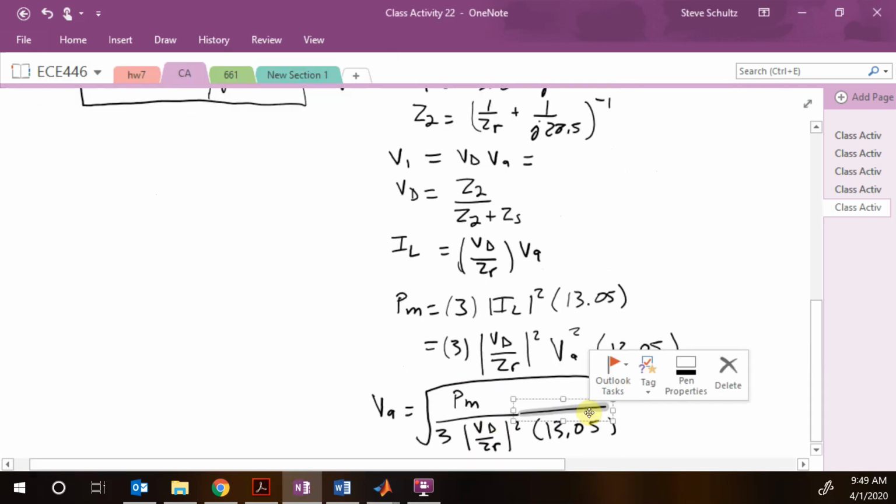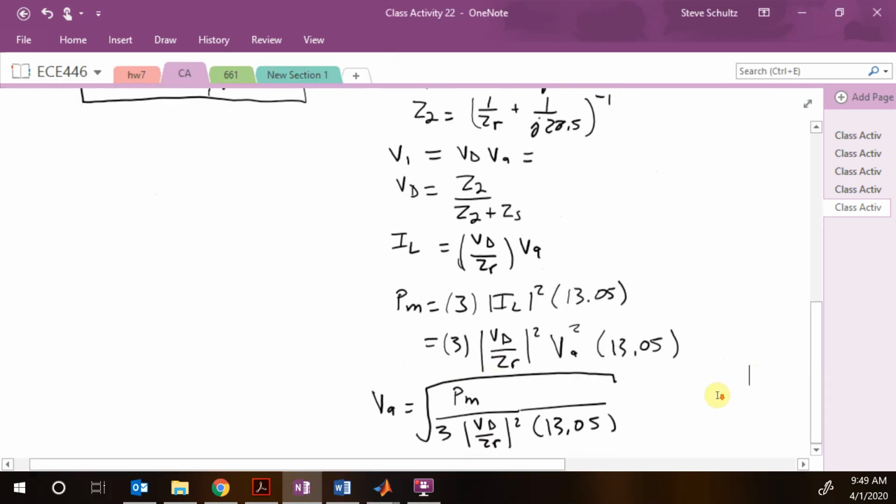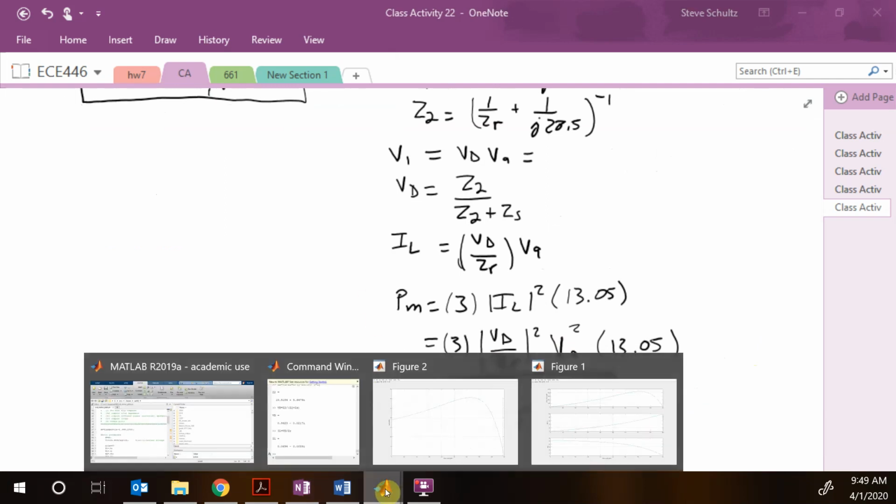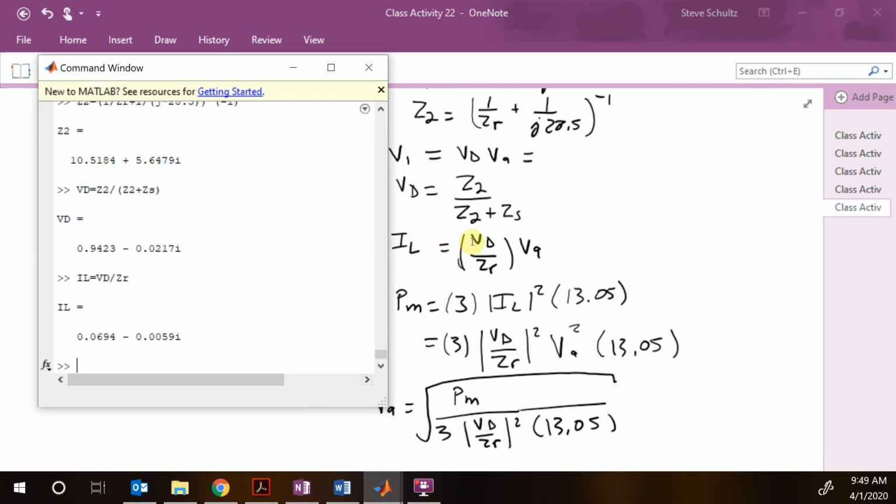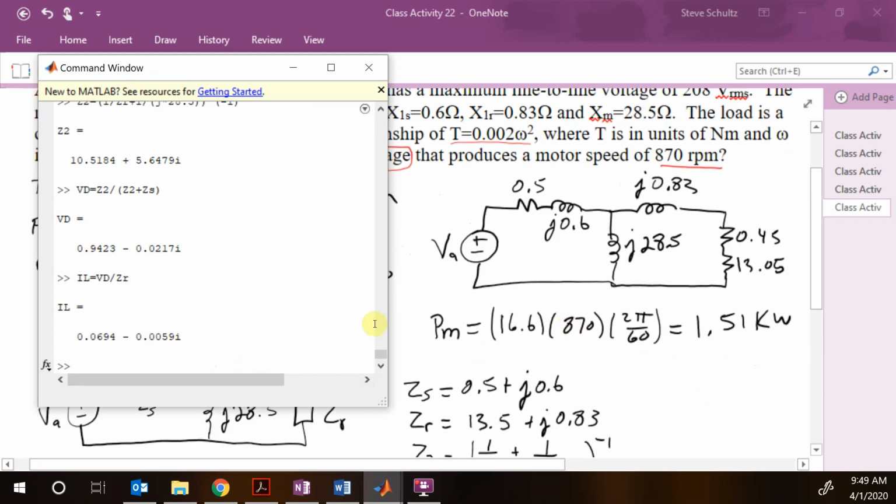Okay. And then we are trying to get this big equation right here. So we need our PM. PM is equal to 0.002 times our speed, 870. Convert that into radians per second. And then we're taking our torque, which is squared, times our speed. So that becomes cubed to get power. And there is our 1.51 kilowatts.